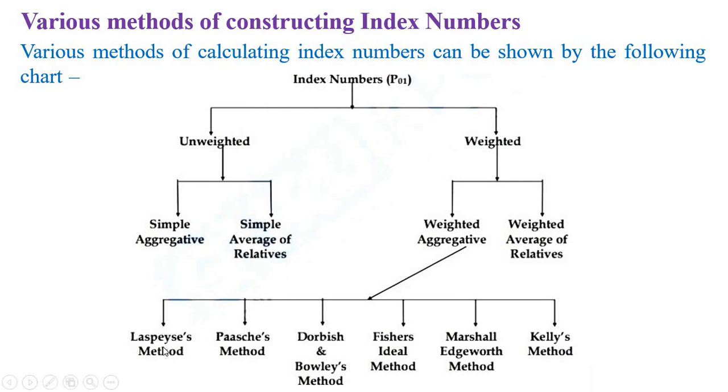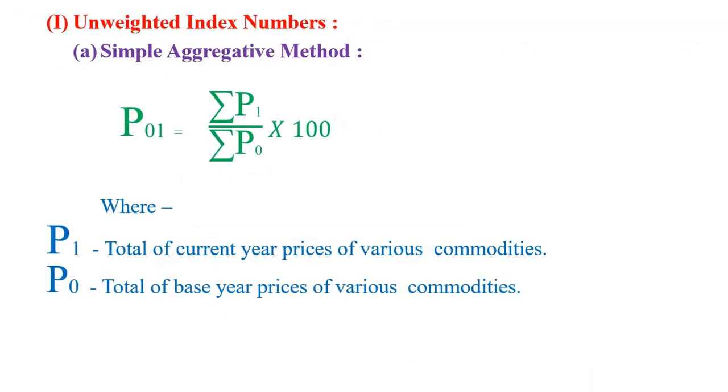Weighted aggregative: Laspeyres method, Paasche's method, Drobisch and Bowley's method, Fisher's ideal method, Marshall-Edgeworth method, Kelly's method. These are the methods we are studying. Except Kelly's method, the remaining five methods we are going to study. In that, Fisher's ideal method is more important. Based on this only we are going to study. 14 marks. Clear?